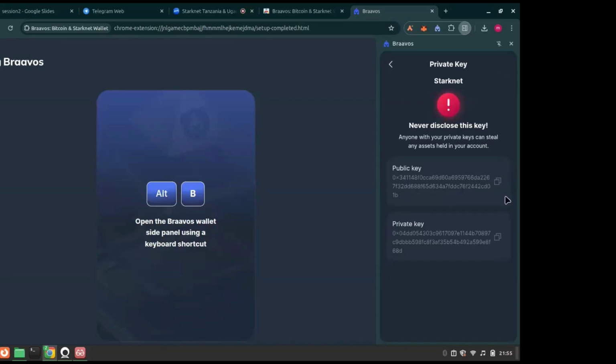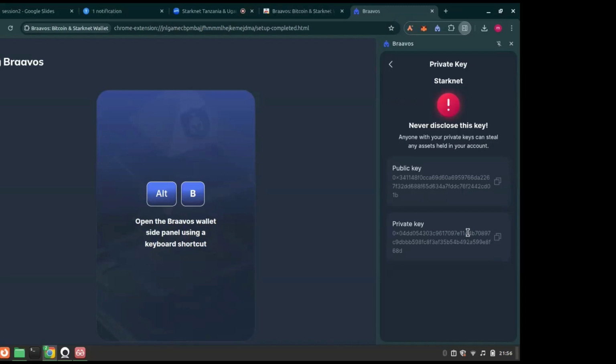But on Braavos or on these wallets on Starknet and on blockchain, once you have lost this private key of yours, and someone has this private key, they can actually impersonate you. There's no provision where you can recover it.